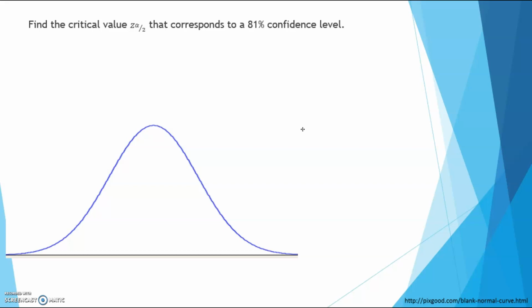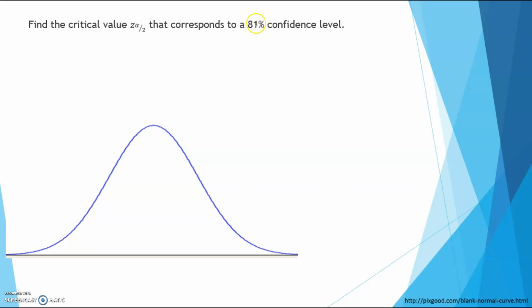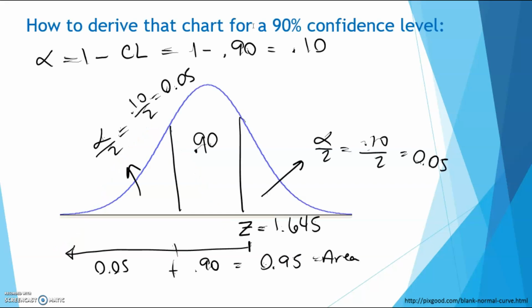So say I ask for a critical value with a confidence level that is not on this chart right here. Notice I got 80, but I don't have 81. So what I need to do is follow the steps that I just used in this example right here.